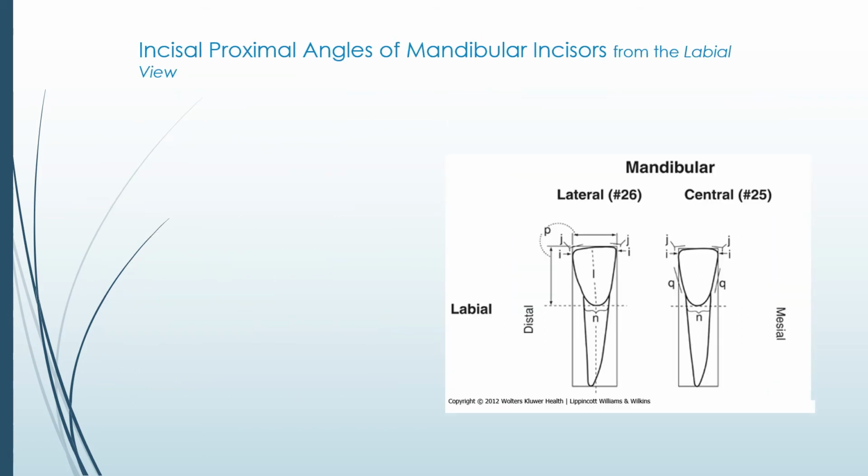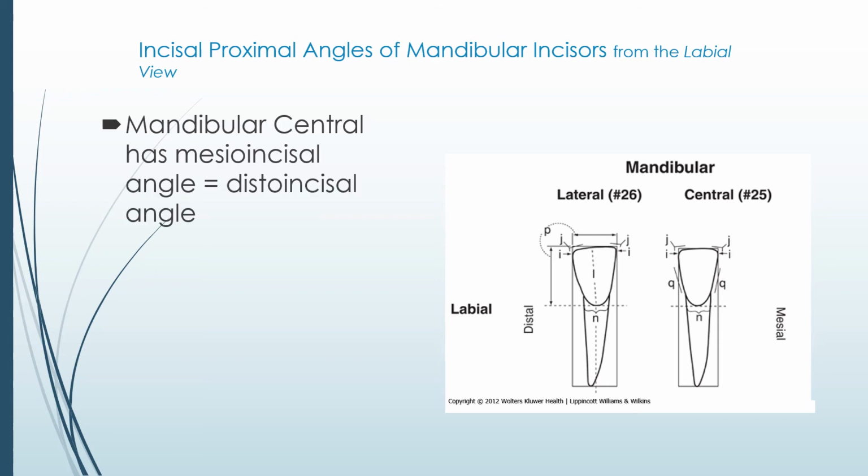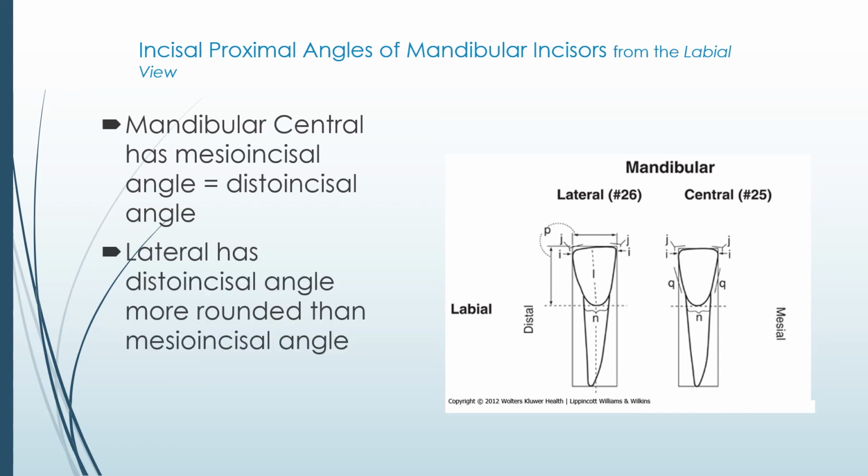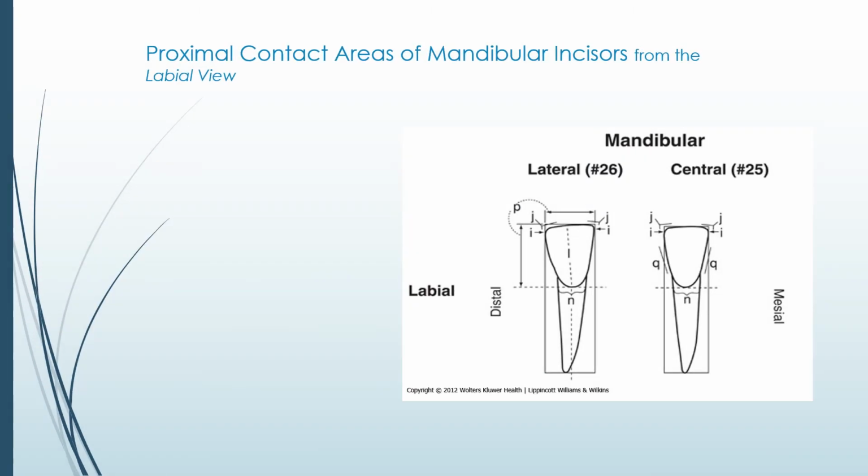The incisal proximal edges of mandibular incisors: the mandibular central incisor has its mesio-incisal and disto-incisal line angles both at the same height, while the lateral has its disto-incisal line angle more rounded than the mesio-incisal line angle.